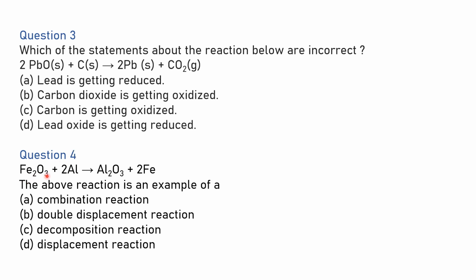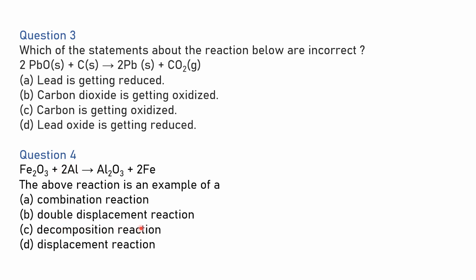Ferric oxide, Fe2O3, plus Al, aluminium, gives Al2O3 plus Fe. In the above reaction, is it an example of a combination reaction? No, it is not a combination reaction, because in a combination reaction two reactants react to form one product, whereas here there are two products, right? Double displacement reaction? No, this is not a double displacement reaction, because only iron is replaced by aluminium, and there should be two compounds. We are having one compound and aluminium is an element, so no.